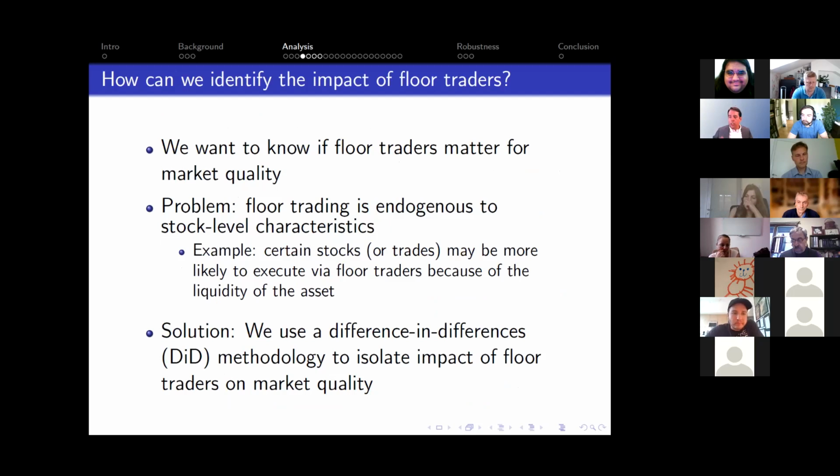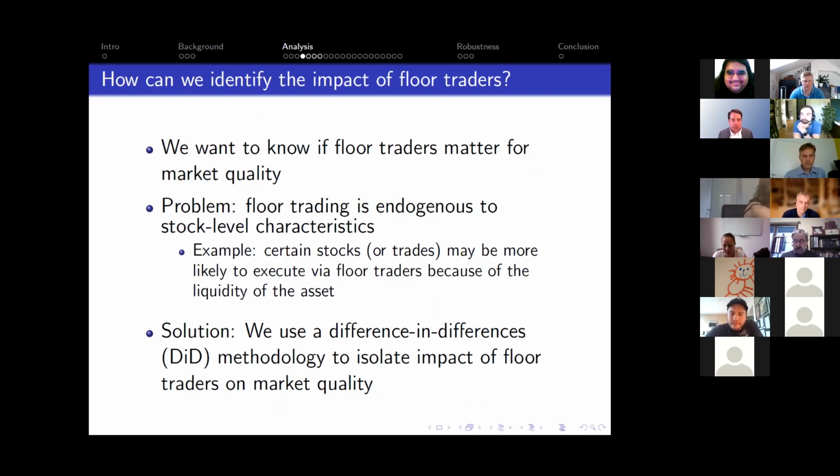So what do we want to do? I want to understand if floor trading matters for market quality. Of course, as I said, there's all sorts of endogeneity issues here. Certain stocks or certain trade types may be more likely to execute via floor brokers because of firm characteristics, because of trade characteristics, because of the liquidity. So all of those things are jointly determined, which makes it very difficult. I can't just compare the liquidity of floor trading executed trades versus the liquidity of not floor trading executed trades.